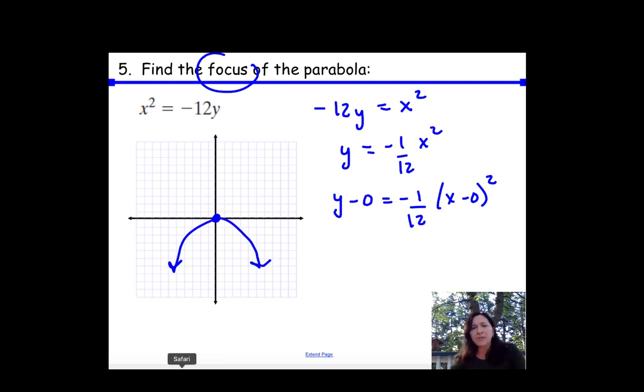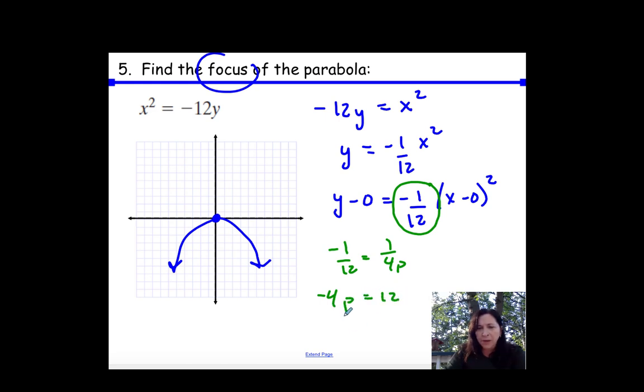Your job is to find the focus. So the focus is going to be found by taking this part right here, okay, and setting that equal to 1 over 4p. So negative 1 over 12 is equal to 1 over 4p. I'm going to cross multiply, and I get negative 4p is equal to 12. I'm going to divide by negative 4, so p equals negative 3. So that means that if I drop down 3, that's negative, there's my focus point, okay? And my focus point is going to be 0, negative 3.